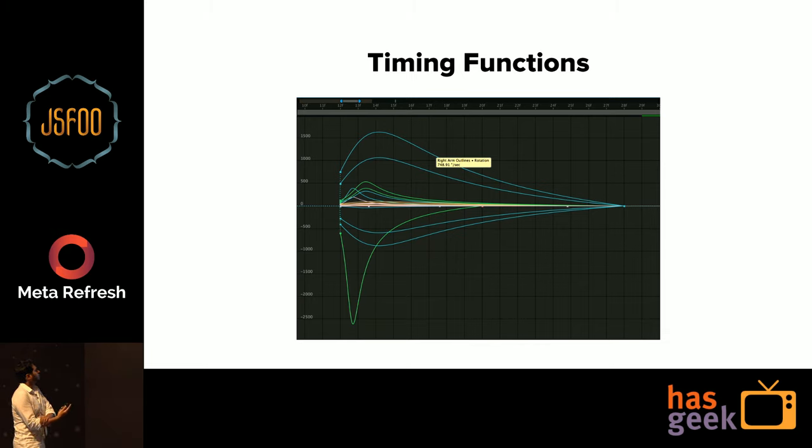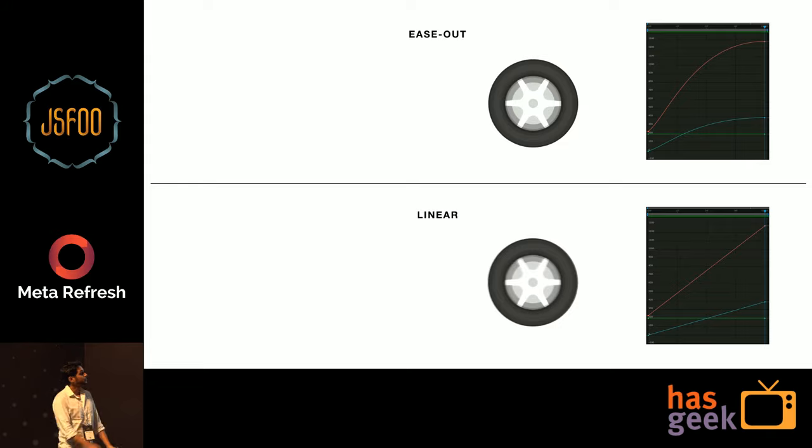This is how an average animation curve in After Effects looks like. Don't get scared by how it looks. These are just different elements, so analyze each of them differently, and it's as simple as that. To show you the graphs of the wheel, this is how it is. Linear versus ease out.